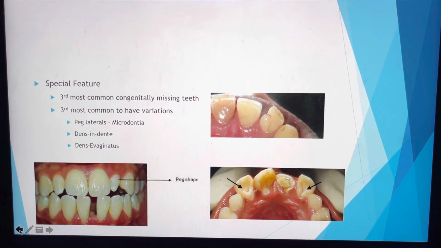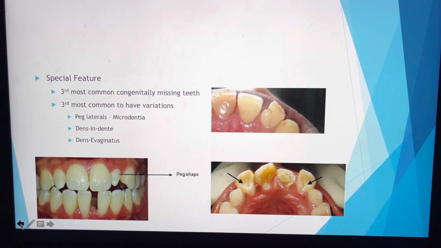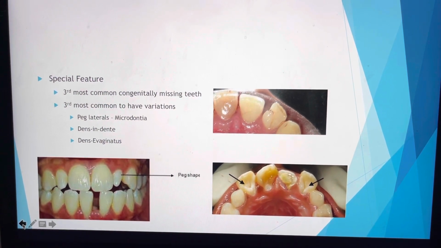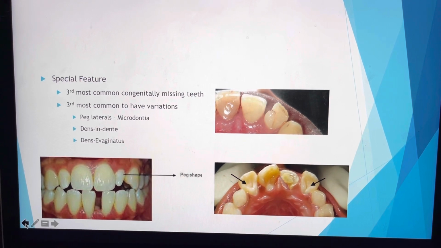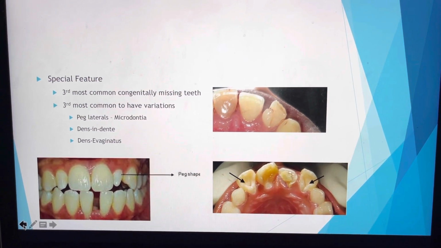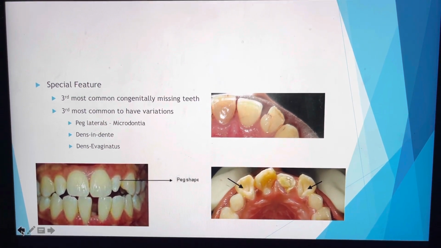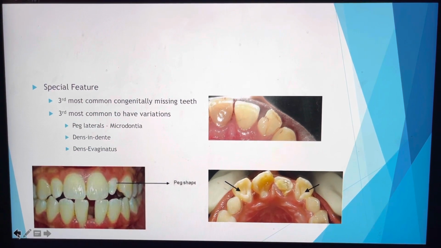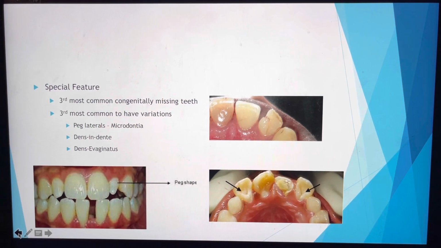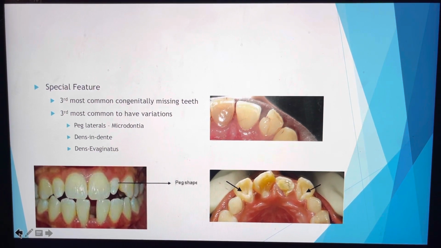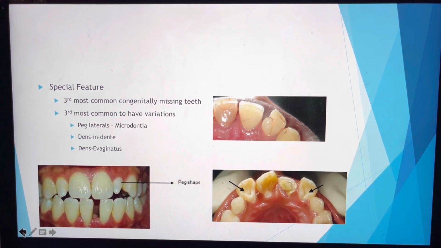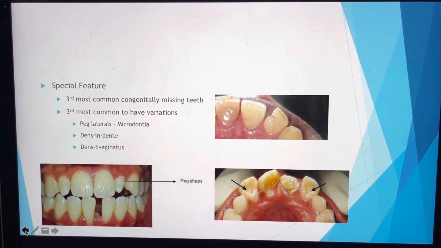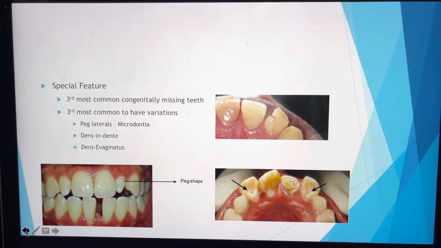Now, this is probably the most important slide of this PowerPoint presentation. It talks about the special features. When we talk about the special features, these are all the high yield questions that could come in the board exams. First, it's the third most common congenitally missing tooth. The first being the third molars, and that is the mandibular third molar. The second being the maxillary third molar, and of course, then it is the lateral incisor.